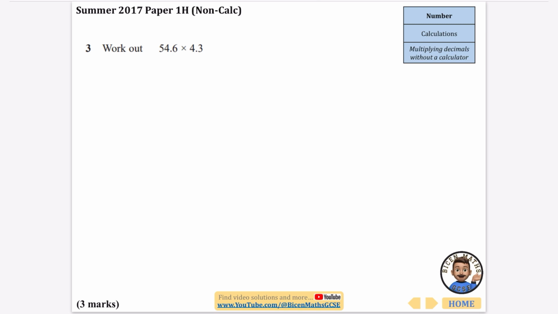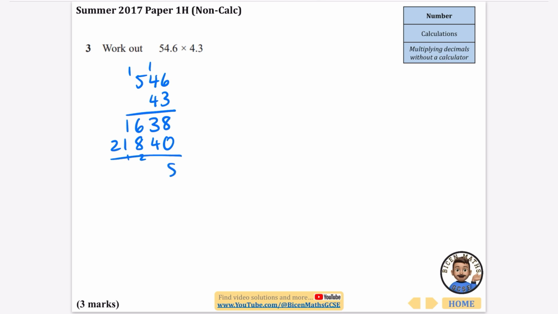So for doing 54.6 by 4.3, instead I'm going to work out 546 multiplied by 43, and afterwards I will deal with the decimal. So 3 times 6 is going to be 18, so I'll carry the 1. 3 times 4 is 12, and carry the 1, and add the 1 is 13. 3 times 5 is 15, and the 1 is 16. I'm then going to add the 0 in and do 4 times 6, which is 24. 4 times 4, which is 16. Add the 2 is 18. 4 times 5 is 20. Add the 1 is 21.